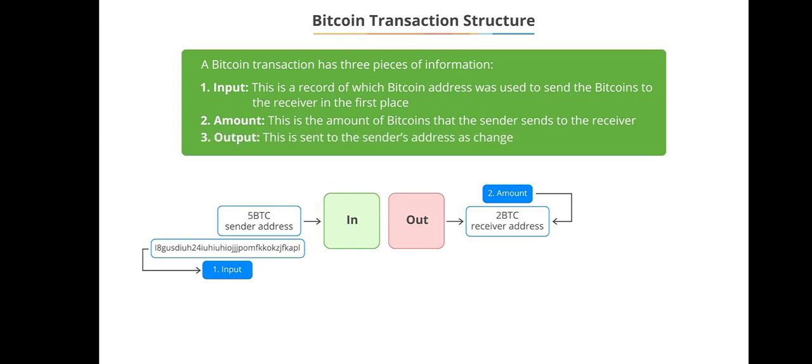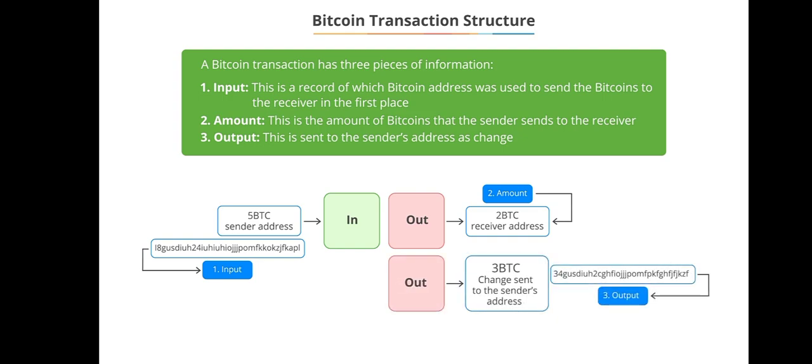The last piece of information is the output. This is sent to the sender's address as change. The balance amount is sent back to the sender, and it becomes the new unspent transaction output for his wallet.